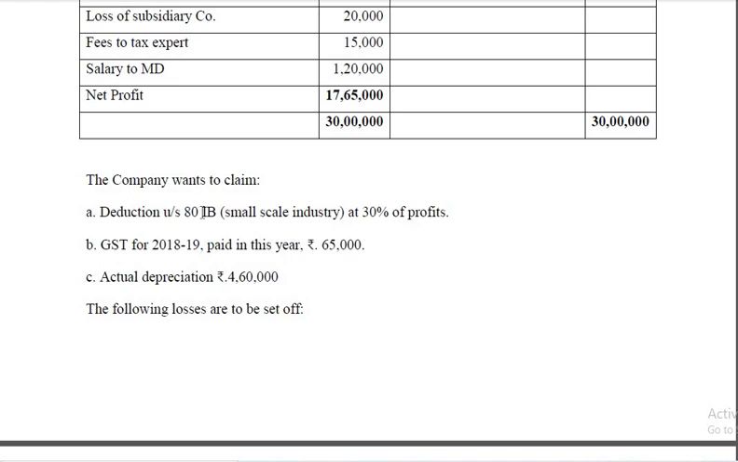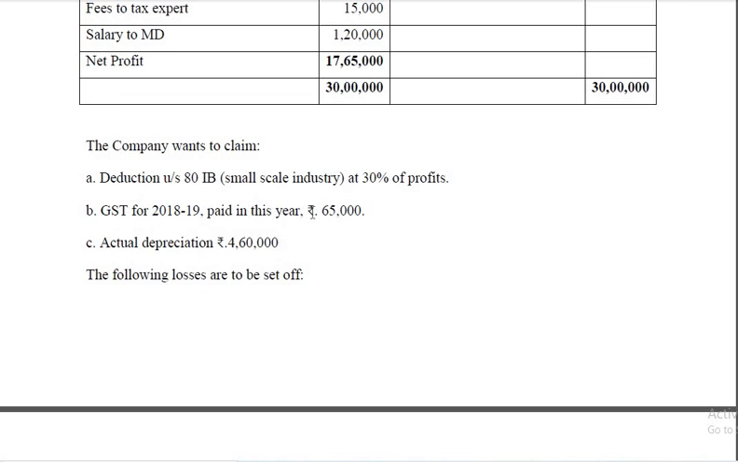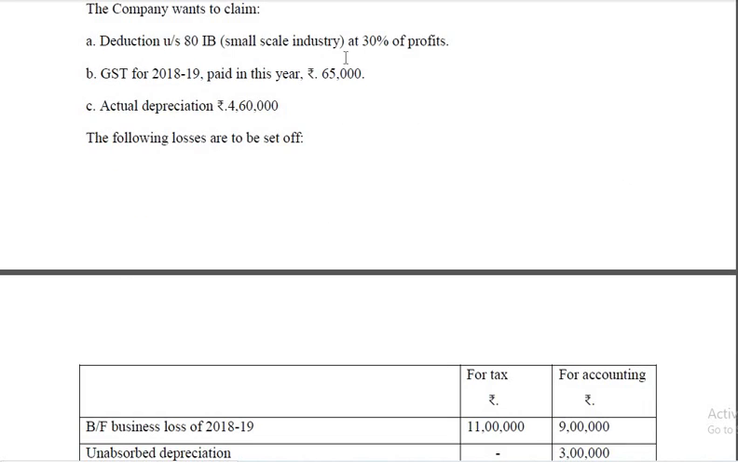Deduction under section 80 IB, which is relating to small scale industry, at 30% of profits. GST for 2018-19 paid in this year 65,000. This is not debited to profit and loss account but paid during the year but before filing the income tax returns. The actual depreciation is 4,60,000.